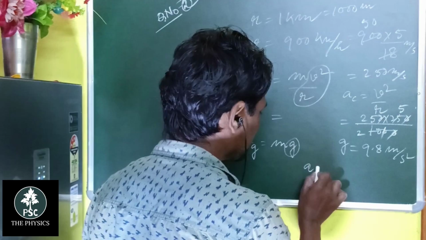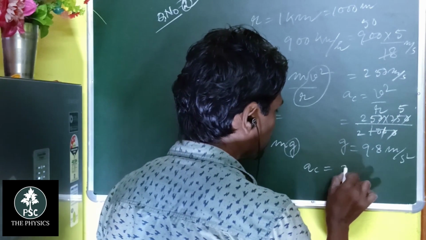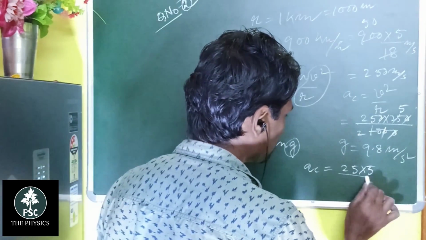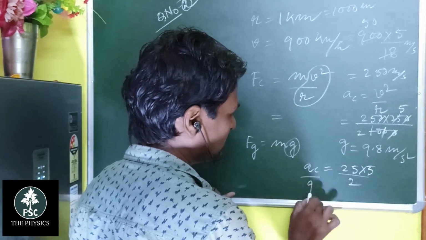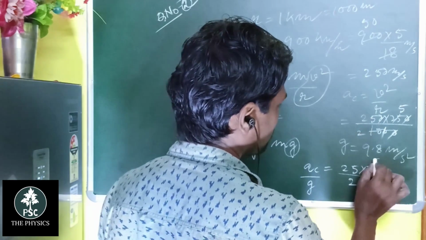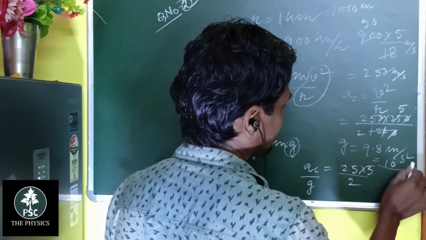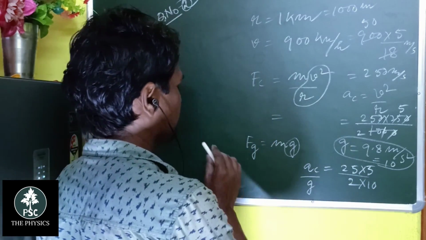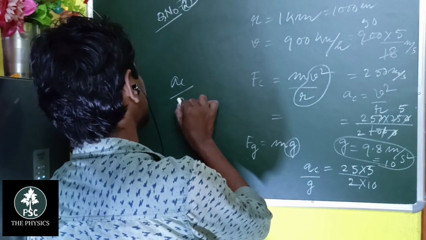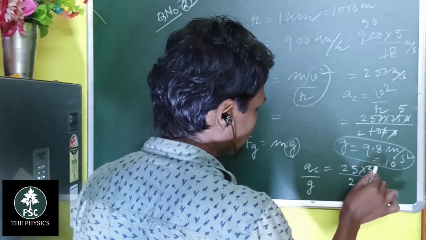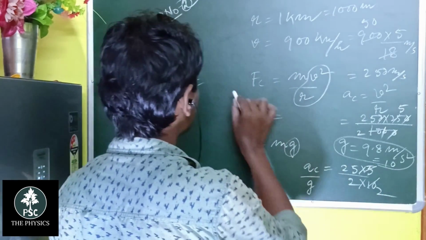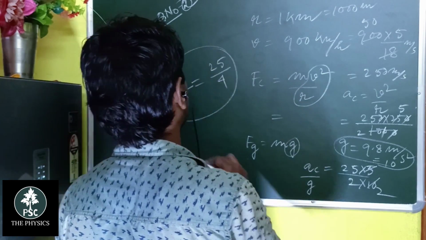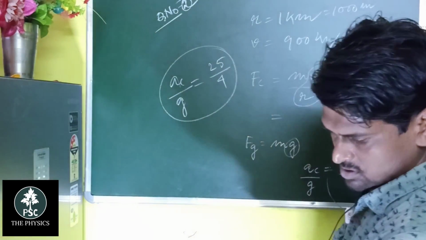So the acceleration equals 25 into 5 by 2, and g is 9.8, or for easiest calculation you can take it as 10. So if I take this one as 10, this is the ratio. So centripetal acceleration by g is equal to 25 by 4. So this is the ratio.